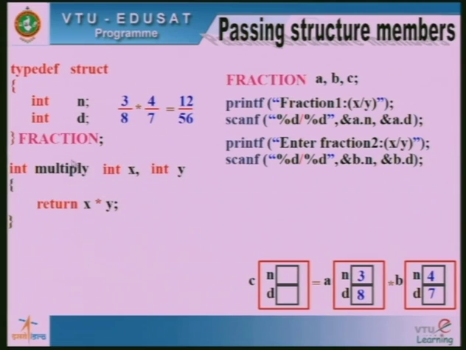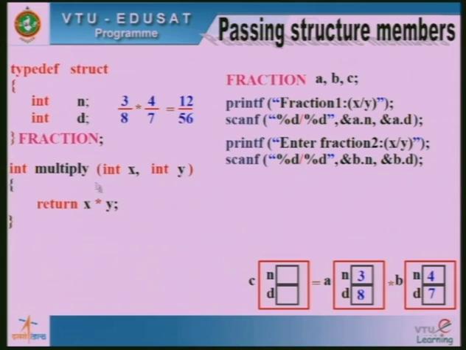Remember, immediately after multiply, whatever parameters are there, all those parameters must be enclosed within parentheses. So, this is your function to multiply two integers. Remember, we are not multiplying two fractions, we are multiplying only two integers. If x is 2, y is 3, what do we do? 2 into 3. What is 2 into 3? 6. We say return 6. That 6 goes to the main program here.